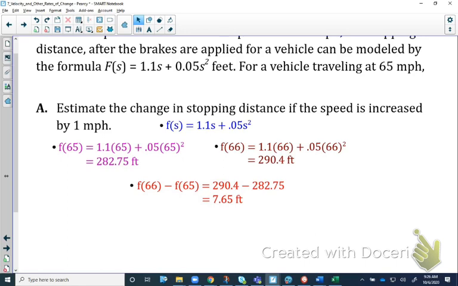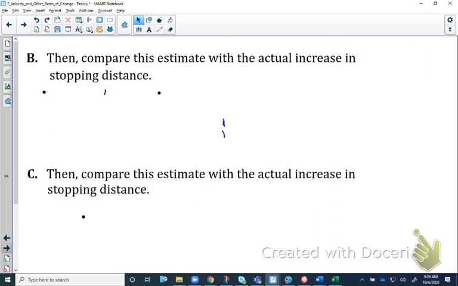Okay, that's the approximate increase in stopping distance that it takes for whatever this vehicle is modeled after to stop if you increase your speed by even 1 mile per hour. So it's going to give you just under 8 feet, and that's your approximate.